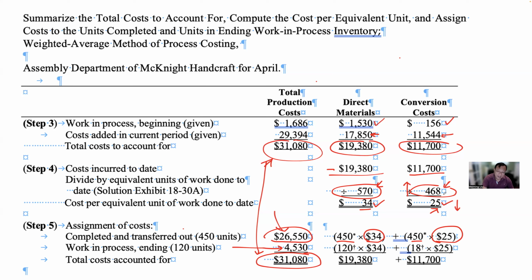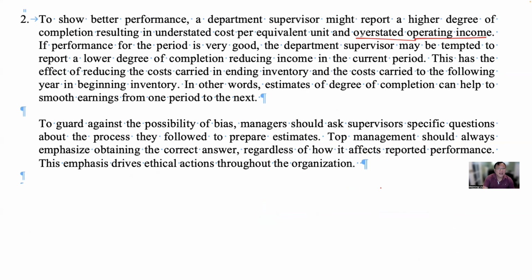Guess what? The completion rate is higher. If my completion rate is higher, my equivalent units will be higher. So that's the whole point. The supervisor might report a higher degree of completion, therefore they will have more equivalent units. Therefore, the cost per equivalent unit will be lowered, and the cost of goods sold will be lowered. Operating income will be higher. You can see this is one way the supervisor may manipulate their income.